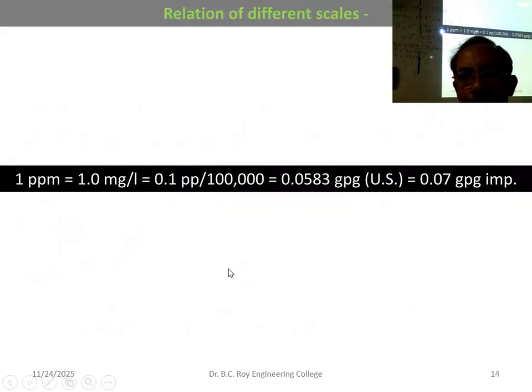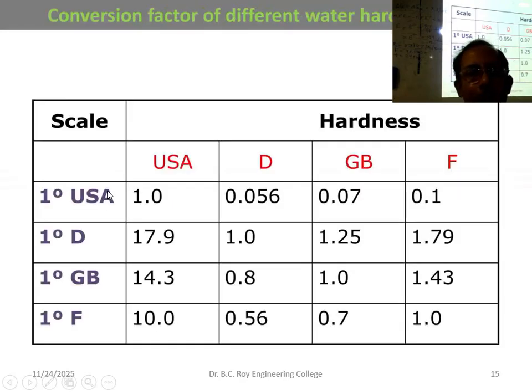1 ppm is equal to 1 milligram per liter. Okay, only this much is good enough for you. You cannot remember all these things, so remember only this: 1 ppm equals 1 milligram per liter. Though they are equal, milligram per liter and ppm have a different purpose. I already explained to you.